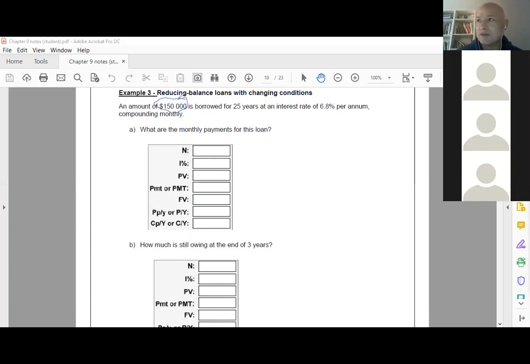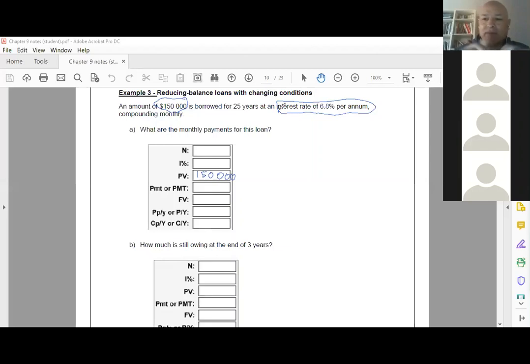Okay, where are we going to put that one? PV. Okay, I think I might start saying names because there's only a couple of people that keep answering. $150,000, and of course, we're borrowing the money, so it's a positive. Okay. Interest rate of 6.8% per annum.